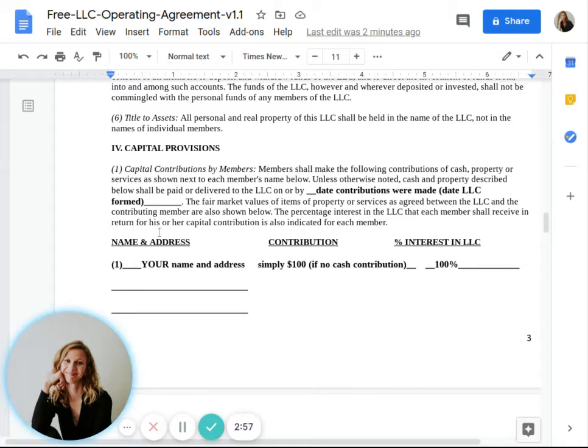And then these are the contributions made. If you made a contribution to a bank account or you're planning to, you'll put that amount here. Either way, you're going to put your name and address here. If you're not making a cash contribution to your LLC to get it started, you simply put 100. And then over here, you're putting 100% of the interest is yours. You own 100% of the LLC.